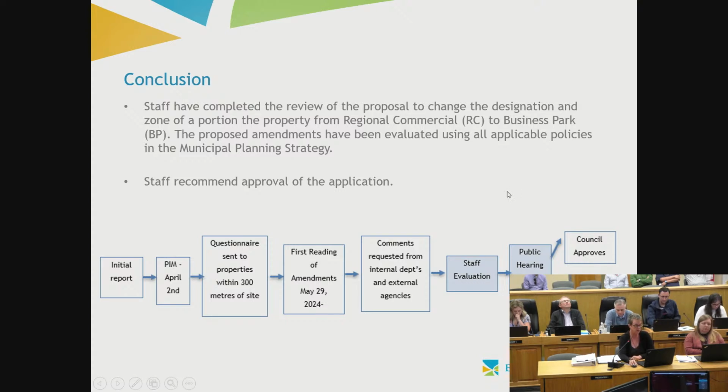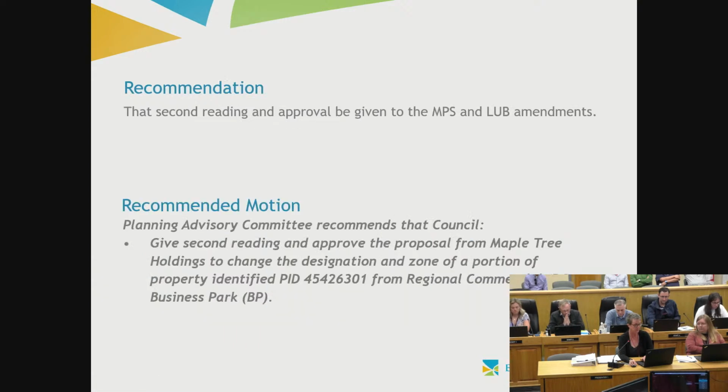You can see on the flow chart here the staff evaluation and the public hearing stage. This is the stage we're at right now, and the public hearing has been scheduled for next week. So the recommendation is that second reading and approval be given to the municipal plan and strategy amendments and the LUB amendments. Thank you, Mr. Chair.